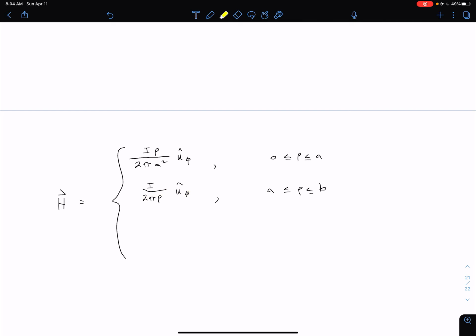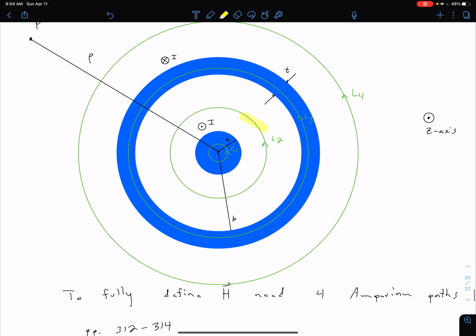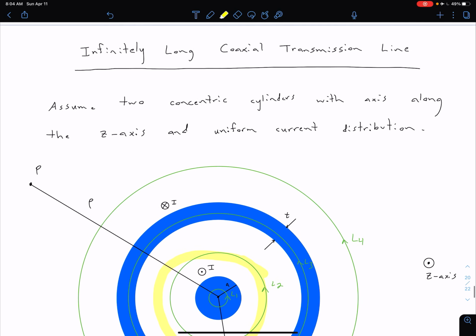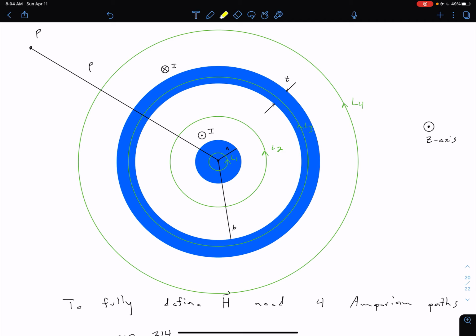And so that makes sense because if we come up here and we look at this path L2, it's enclosing current I in an infinite filament. So exactly the same, because again this is infinitely long. So exactly the same as our infinite filament problem, so as to be expected.